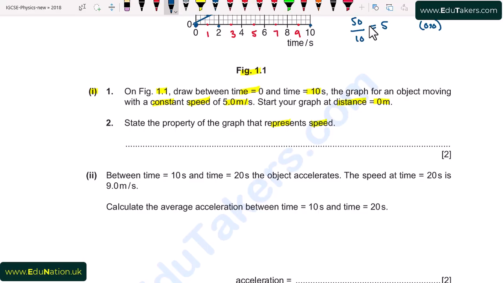So I just write here speed is equal to the slope of the distance time graph, and it is s over t, where s is distance and t is time. So I write here it's a gradient or slope.